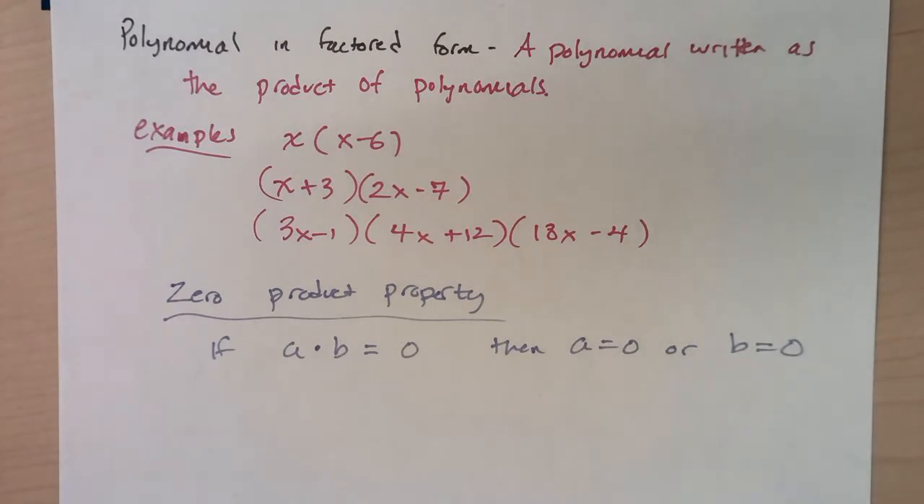I could actually extend the zero product property and say if a times b times c, so you'd be multiplying three things together and they equal 0, then one of them has to be 0. A equals 0, b equals 0, or c equals 0. And then we'll use the zero product property to help solve polynomial equations in factored form.